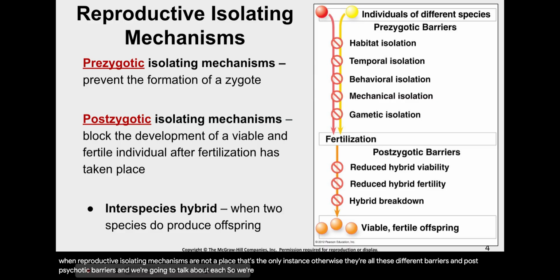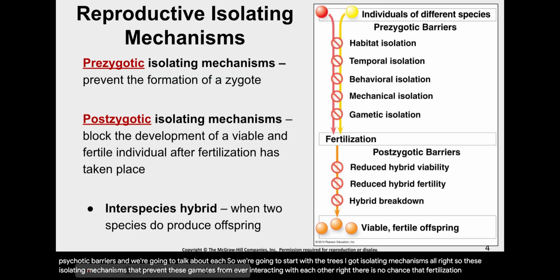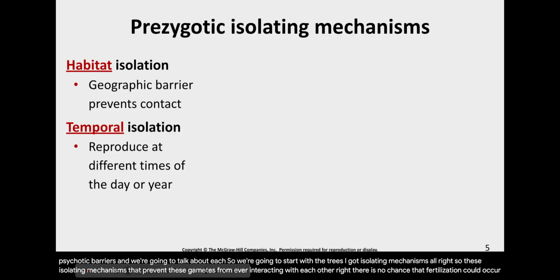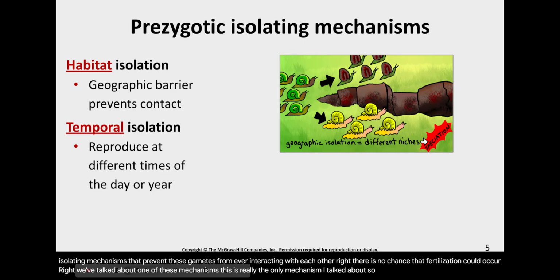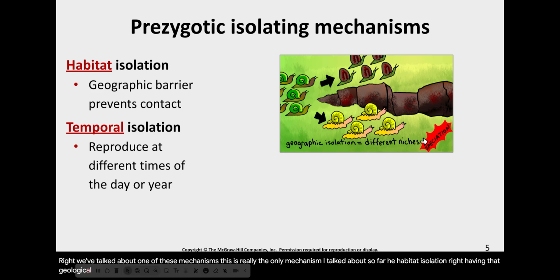So we're going to start with the pre-zygotic isolating mechanisms. These are isolating mechanisms that prevent these gametes from ever interacting with each other. There is no chance that fertilization could occur. We've talked about one of these mechanisms, really the only mechanism I've talked about so far, and that would be habitat isolation: having that geological barrier that prevents contact.